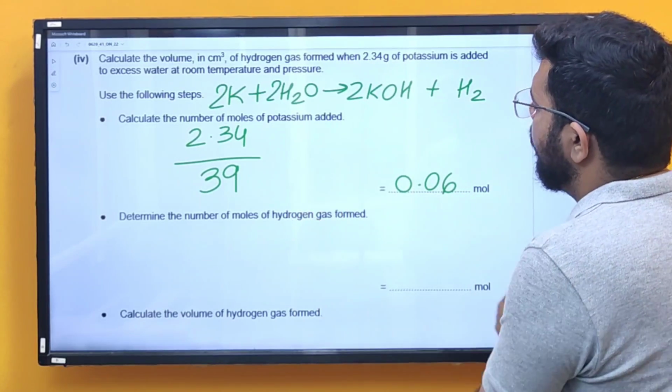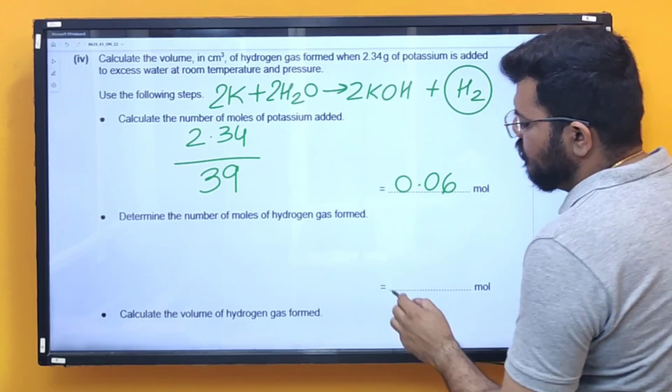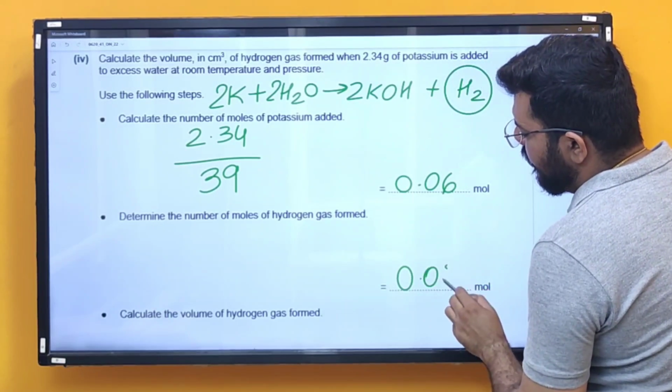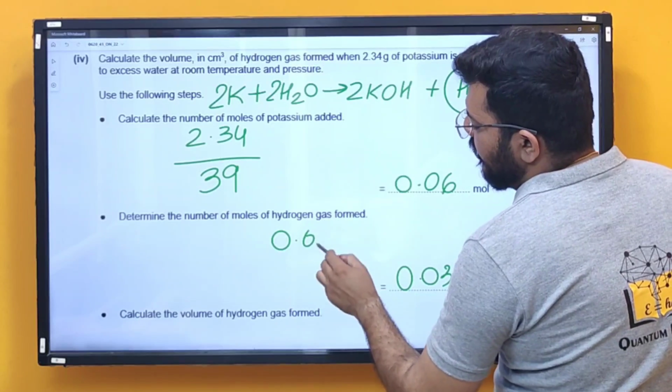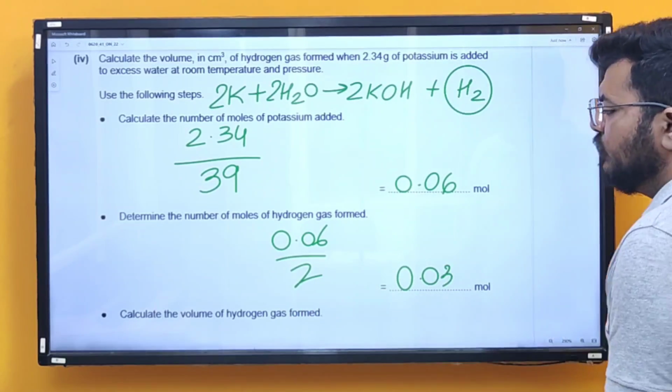Determine the number of moles of hydrogen gas formed. Half of that hydrogen gas forms, so I'll just divide it by 2. So 0.06 divided by 2 is 0.03.